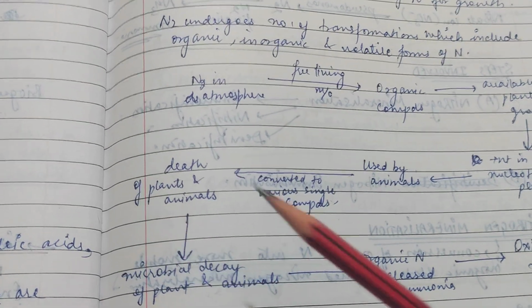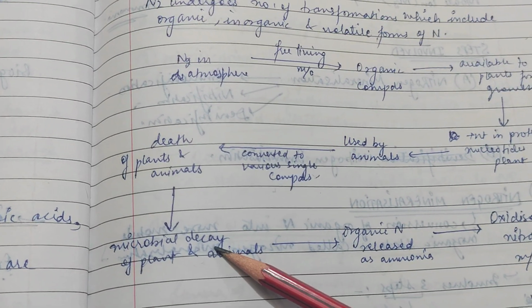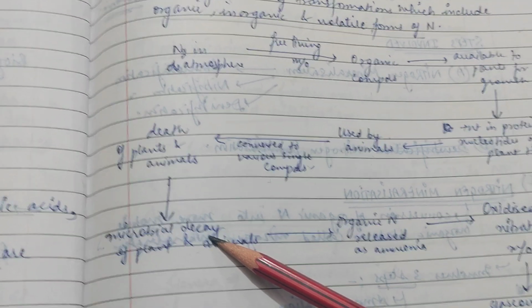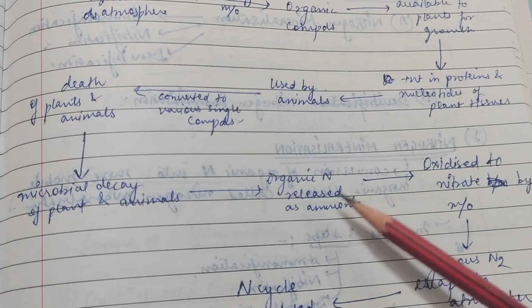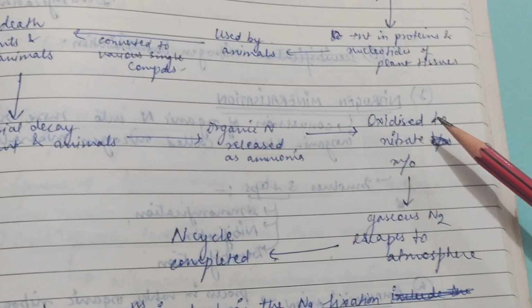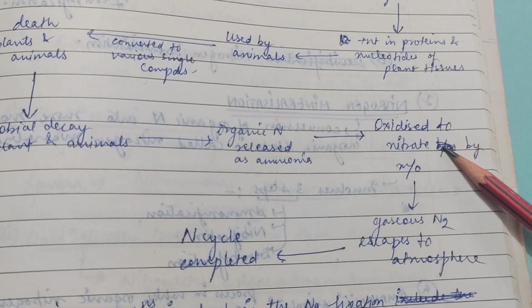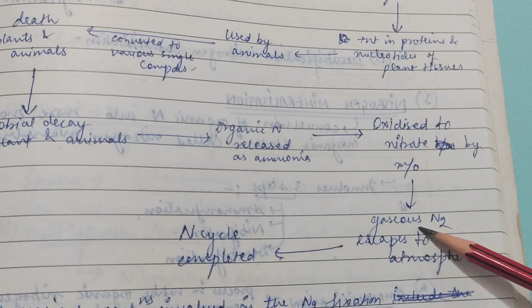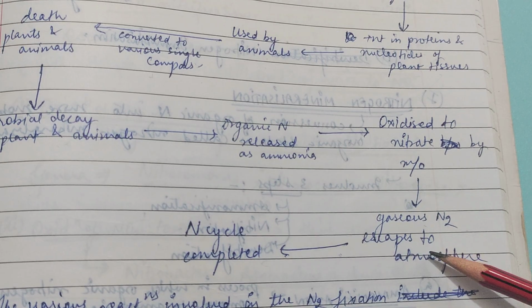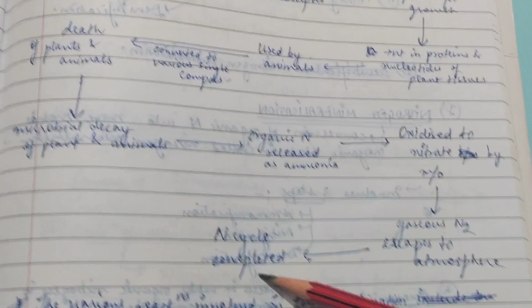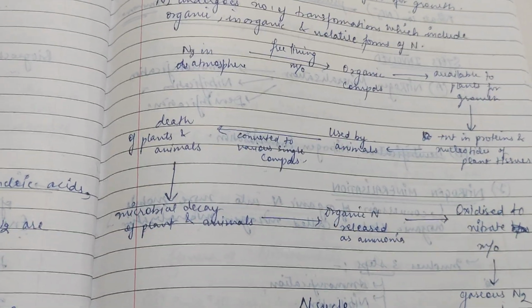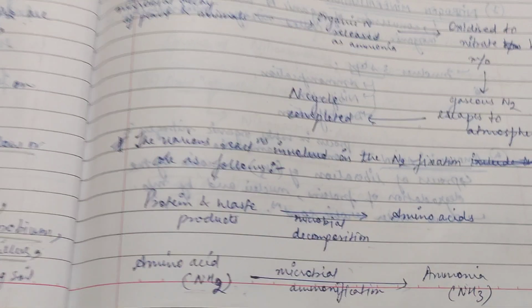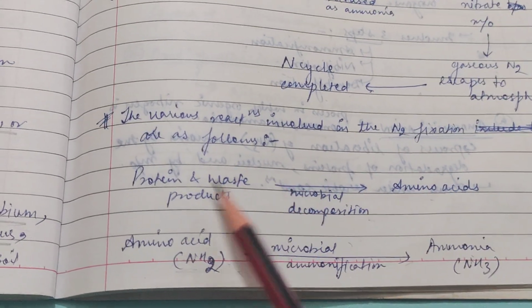When the plants and animals die, these are decayed by microorganisms using enzymes and various other methods, which are then converted into organic nitrogen, which is released as ammonia, and this is then oxidized into nitrate by the microorganisms, and finally the gaseous nitrogen escapes to the atmosphere, and the nitrogen cycle is completed and goes on and on in a similar manner.